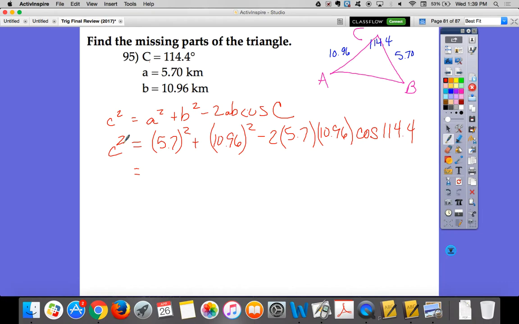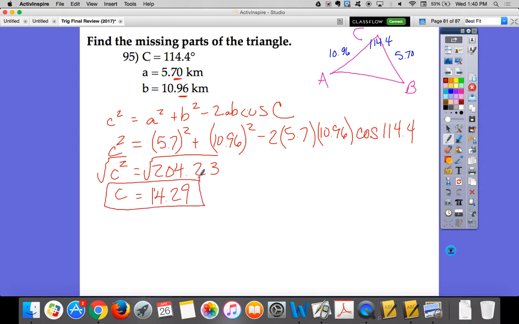Cosine 114.4. Hit enter. I get a crazy number, which is to be expected. Please don't clear your calculator. Leave all those lovely decimals in there. That's C squared. You want C, so you have to do second, square root, and then copy paste. So I've got 14.3. They're doing everything with 2 decimal places, so I need to do 14.29.